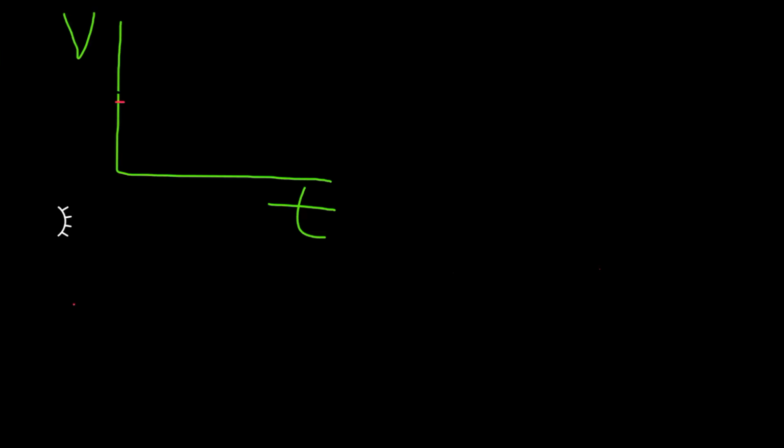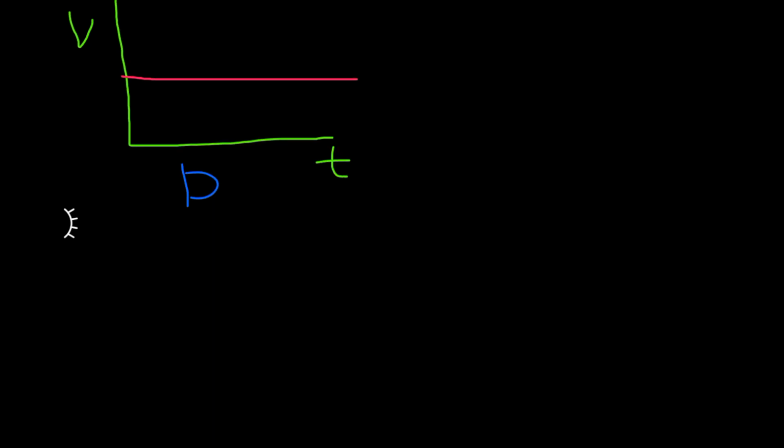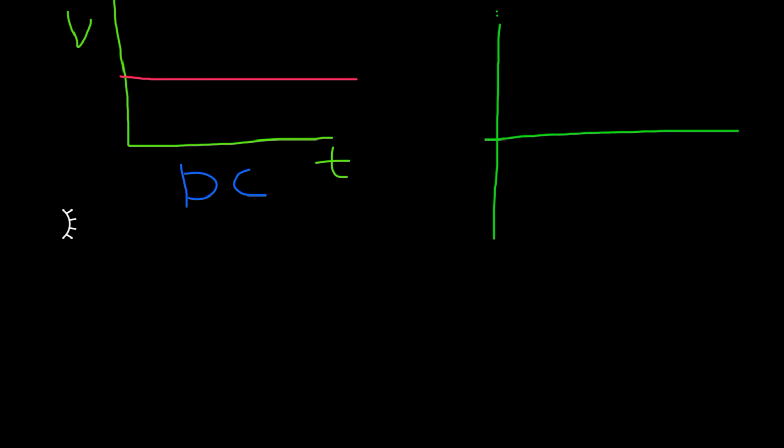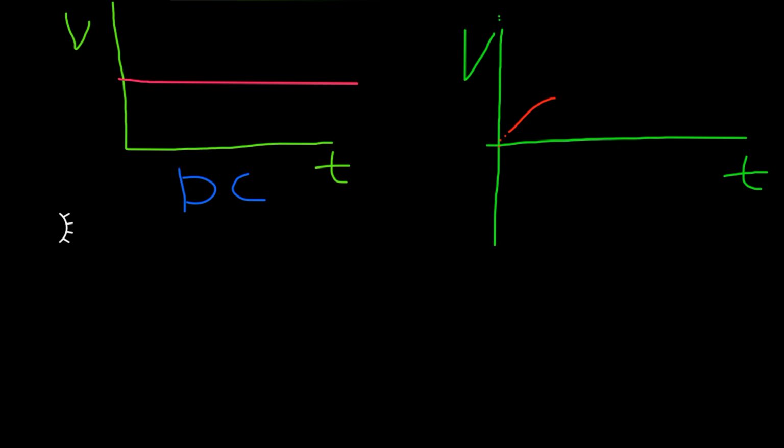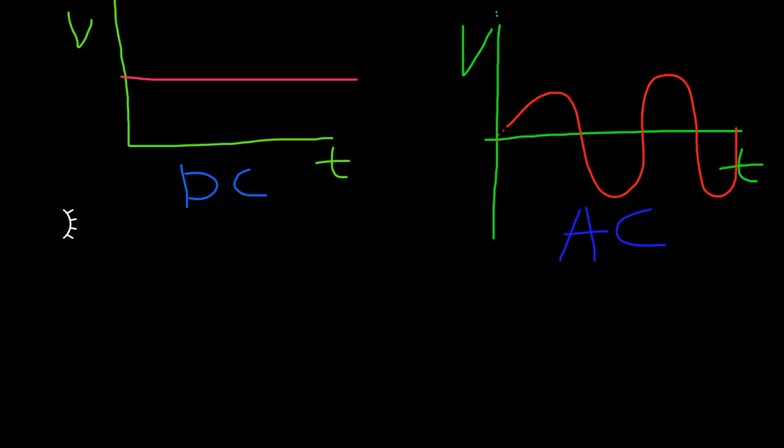DC has a constant voltage, which means the voltage flows in one direction. But in AC, the voltage varies. So we would have the graph for AC to be like this. It would have a sinusoidal function.